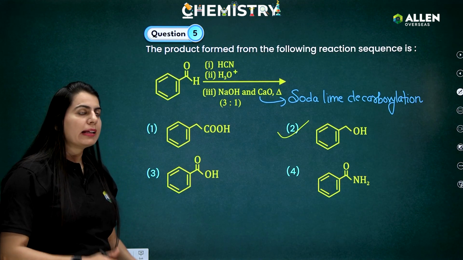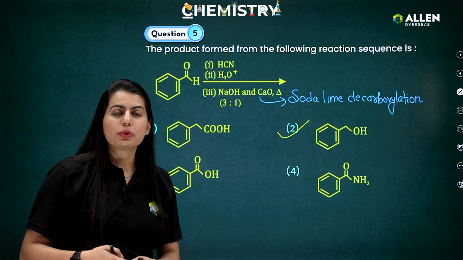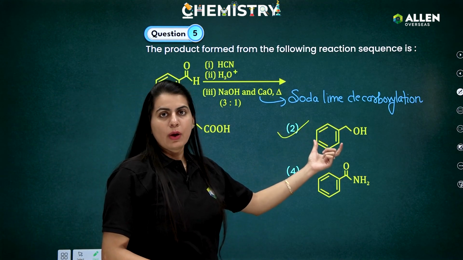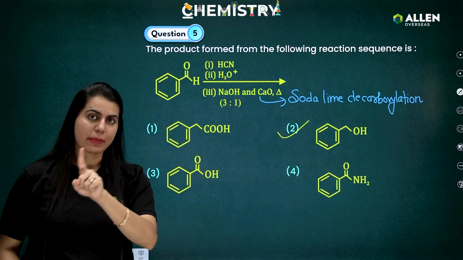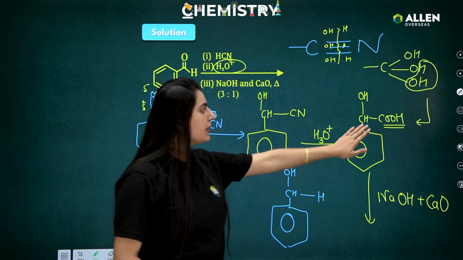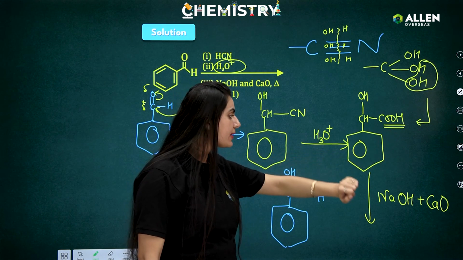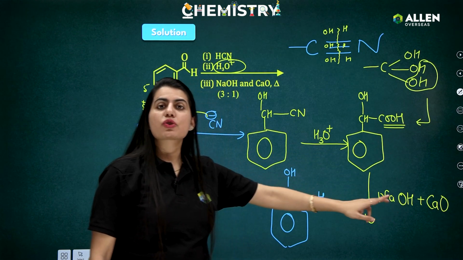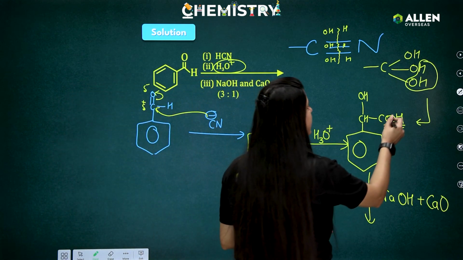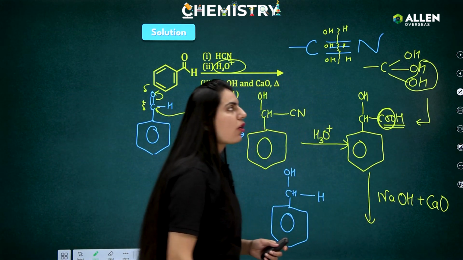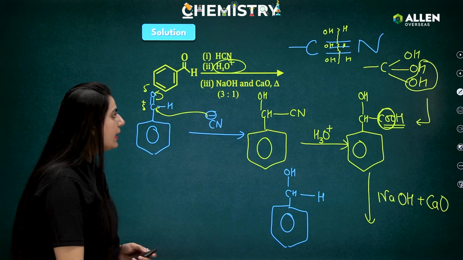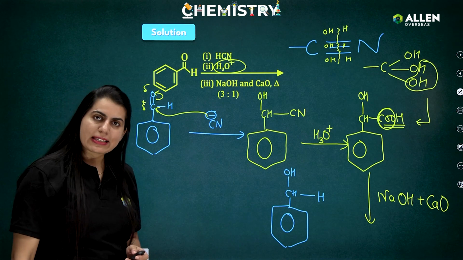We'll keep in mind that we are actually removing CO2 in the form of Na2CO3, and that way one carbon is less in my final answer. You can clearly see that we had an extra carbon here in the form of carboxylic acid. When I treated it with this soda lime, that resulted in removal of this carbon dioxide part, and that carbon dioxide goes in the form of Na2CO3. Okay, moving ahead, the answer we have got is second.